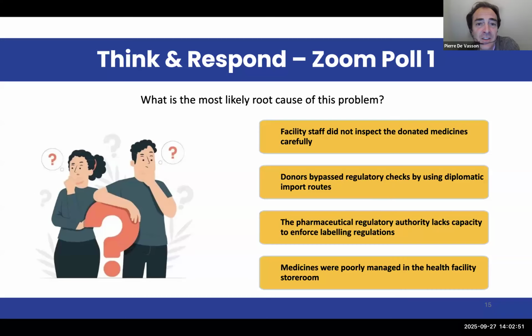Number one, facility staff did not inspect the donated pharmacy carefully. Number two, donors bypassed regulatory checks by using diplomatic import routes. Number three, the pharmaceutical regulatory authority lacks capacity to enforce labeling regulation. And the last one, medicines were poorly managed at the health facility storeroom. So can you please answer that question and try to identify what could be, for this very pragmatic example, the root cause?